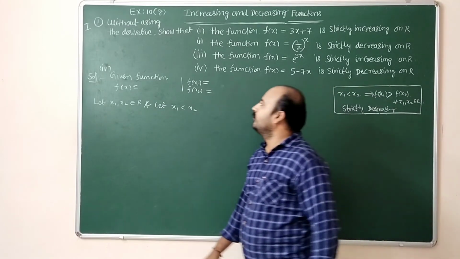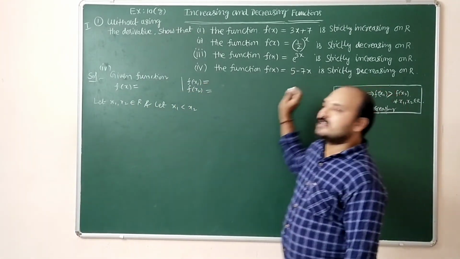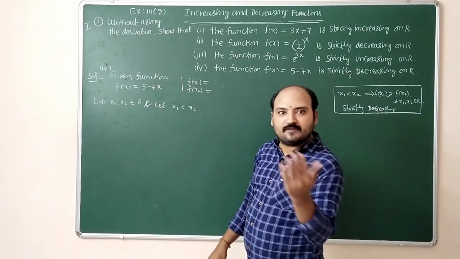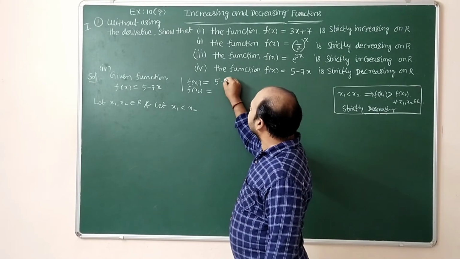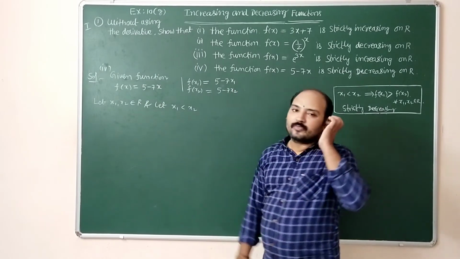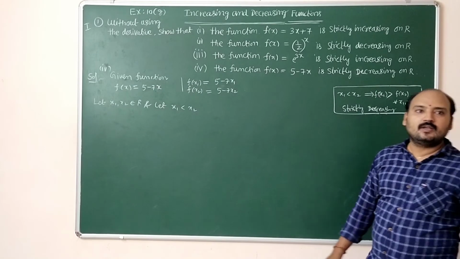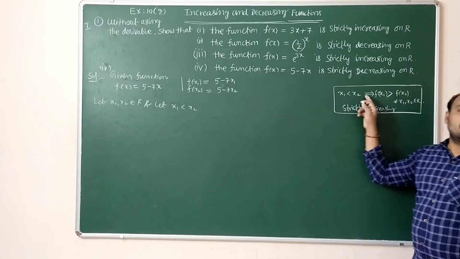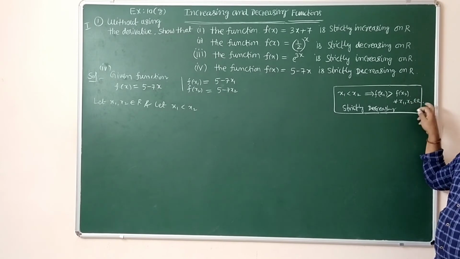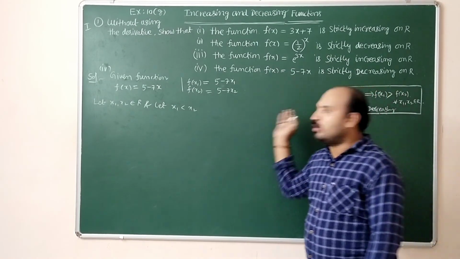The next question. Given the function f of x equal to 5 minus 7x. So f of x1 and f of x2 become 5 minus 7x1 and 5 minus 7x2. After that, to prove the given function is strictly decreasing, the decreasing definition is: x1 less than x2 implies f of x1 is greater than f of x2, for all x1, x2 belonging to R, then f of x is strictly decreasing. Keep in mind this definition that we are going to prove now.